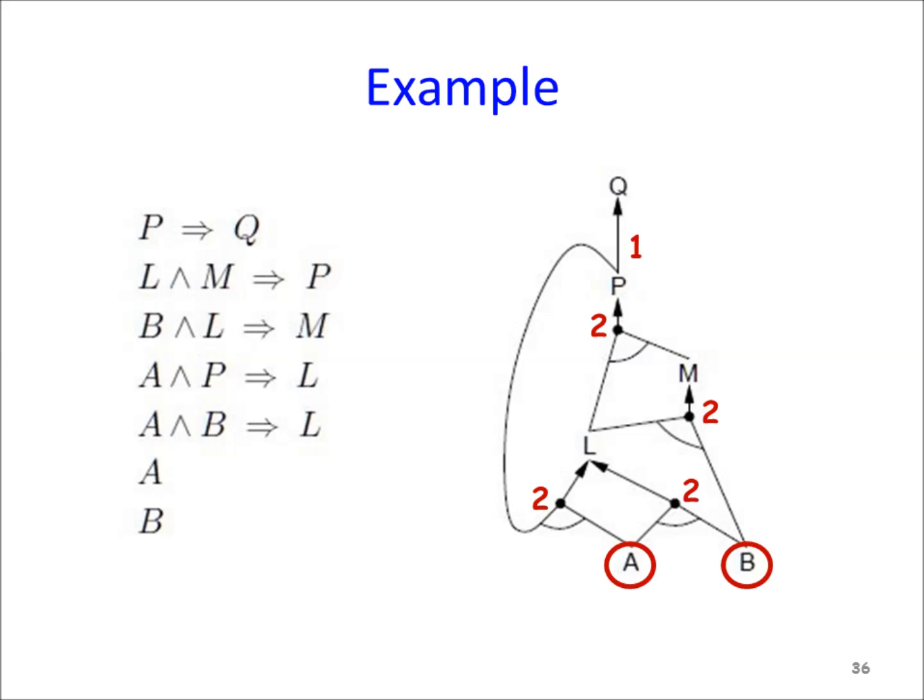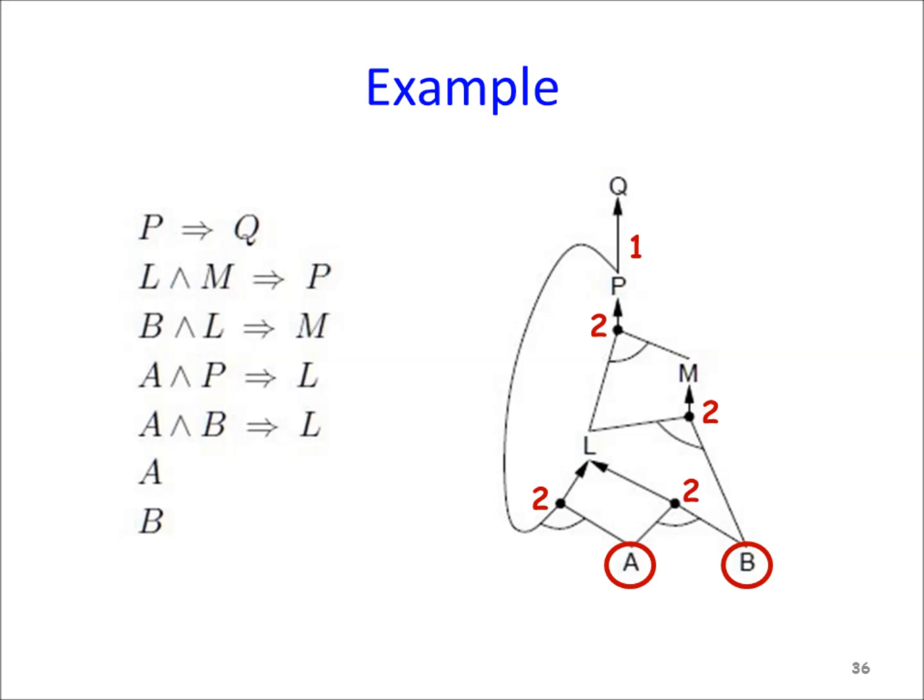Then I will create this graph. And this graph says, represent my knowledge in this graph. So, for example, this is a representation for A and B, and whenever A and B is true, it implies L. This is a representation for L and B, and whenever L and B is true, it implies M, and so on.